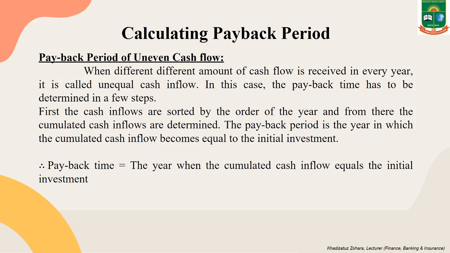First, the cash inflows are sorted by the order of the year and from there the cumulated cash inflows are determined. For following these steps, we have to draw a table. The payback period is the year in which the cumulated cash inflow becomes equal to the initial investment. So, we can write the formula: payback period or payback time equals the year when the cumulated cash inflow equals the initial investment.